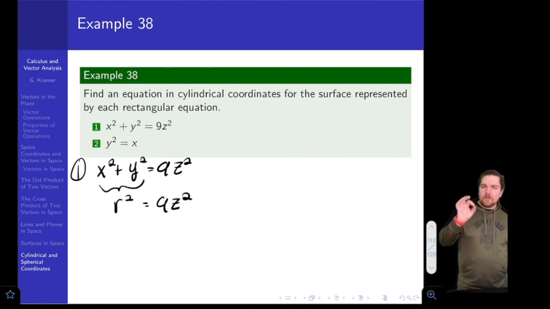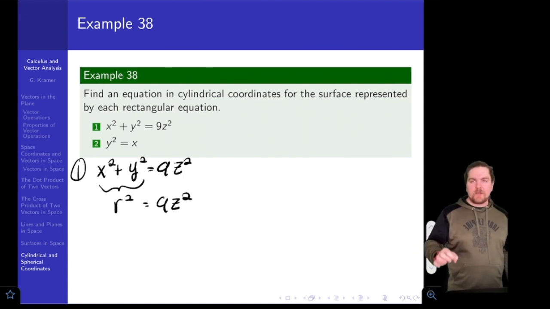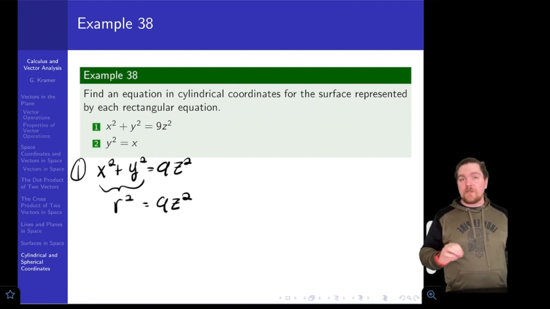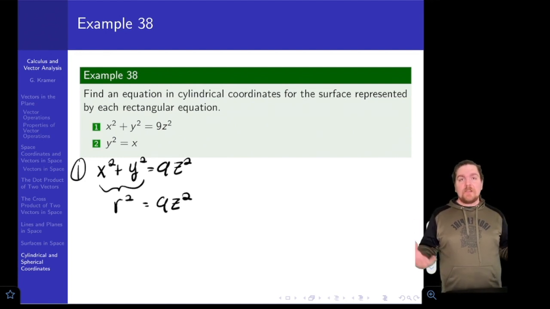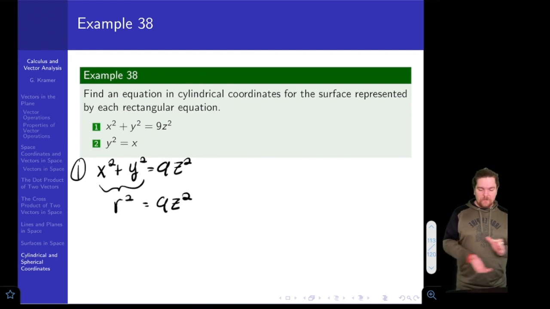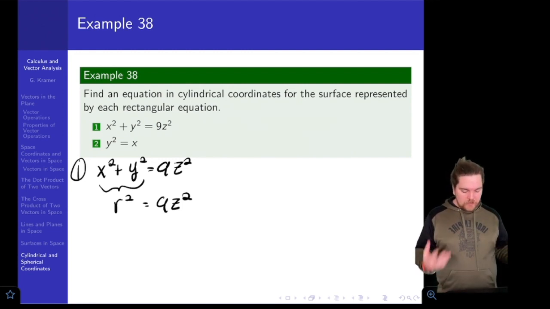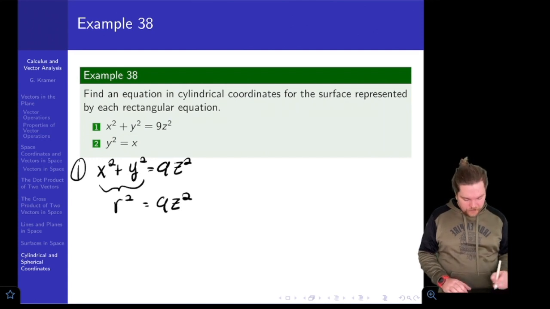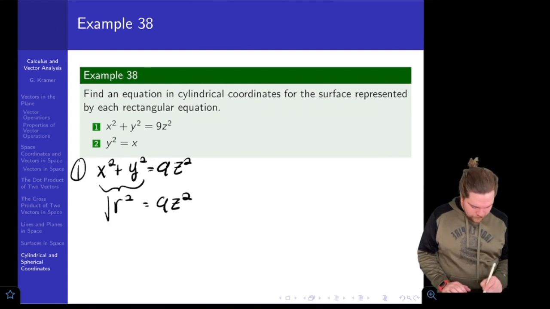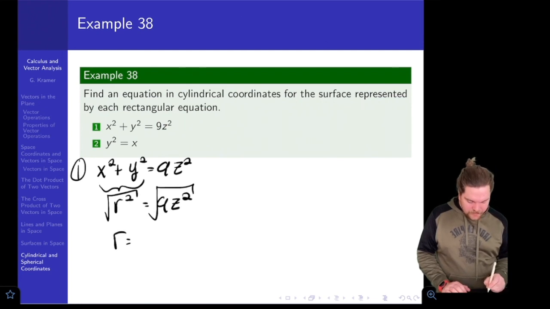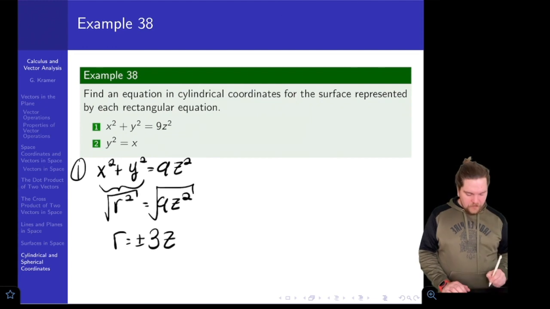Right? And also, converting from cylindrical to rectangular or from rectangular to cylindrical, z stays the same. So I can just leave z as z. Now at this point, I can undo the r squared by taking the square root of both sides. And this leaves me with r is equal to plus or minus 3z.